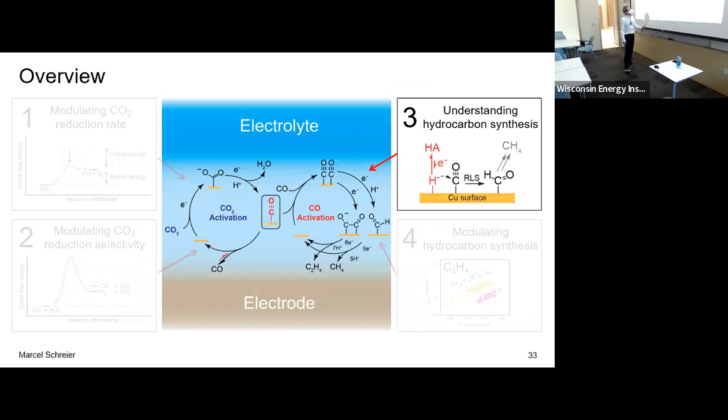So far, you have seen how we can modulate properties of the electrolyte, as well as properties of the electrode surface, to control the rate of CO2 transformation to CO, as well as the selectivity between the generation of CO and the generation of hydrogen. But what I was discussing at the beginning was that we actually want to make hydrocarbon fuels. So let's now see what we actually need to do to transform carbon dioxide to hydrocarbon fuels.